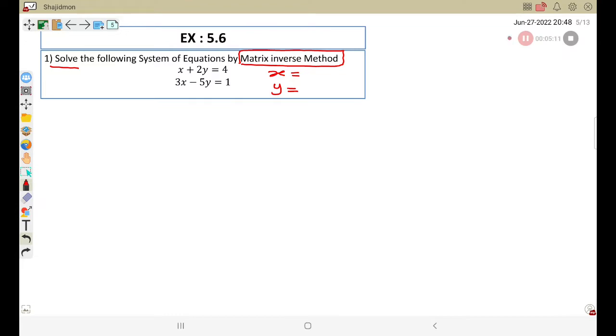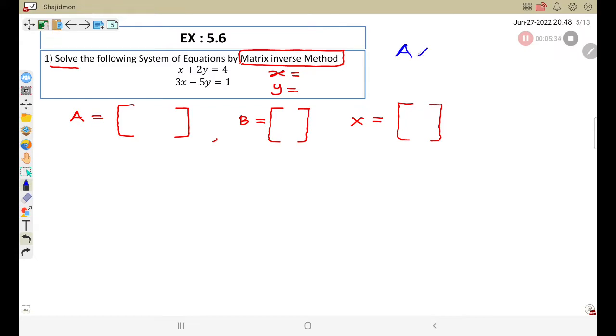First, write the matrix A, the coefficient matrix. Then write the B matrix. B matrix means the right side number matrix. And capital X means the unknown matrix, the values we need to calculate. We need to write this system in the form AX equals B. That means the equations we need to change into matrix form.